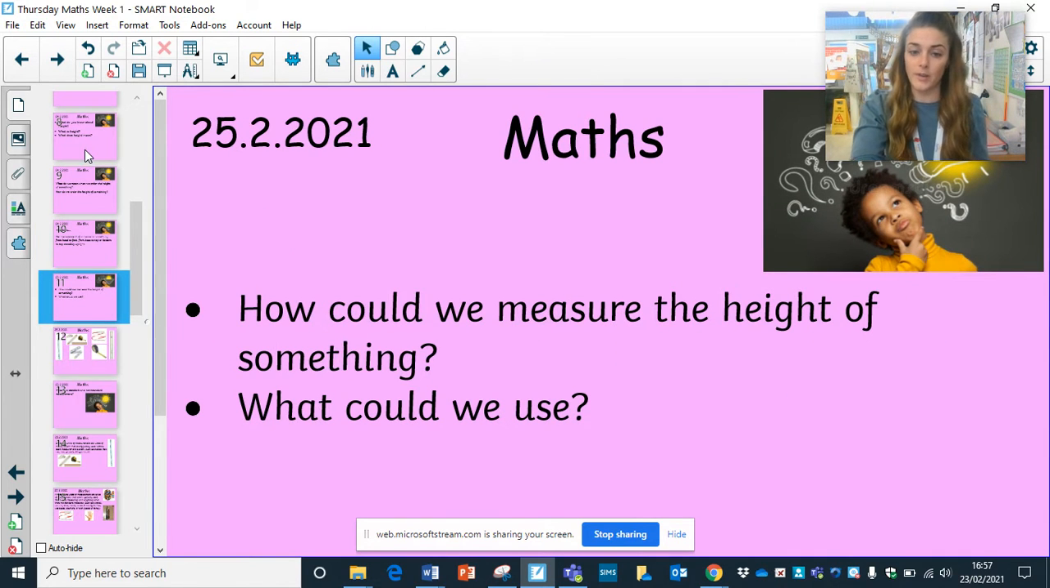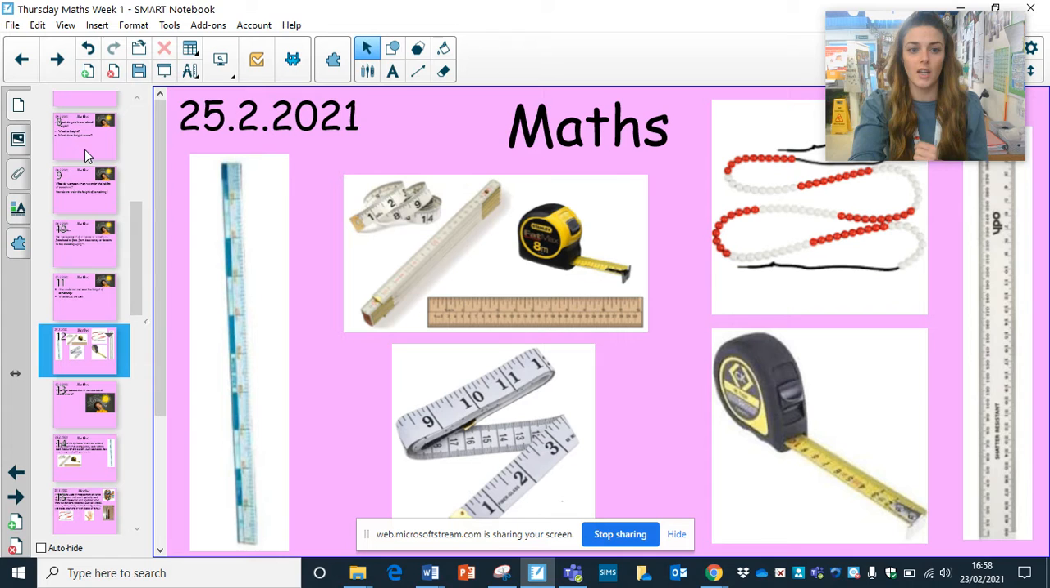So how can we measure the height of something, and what could we use? Again, pause here, share some ideas, and then I'll reveal some ideas. You might have come up with some different ones. So here are some examples: a meter stick, tape measure, bead string, and a few different types of tape measures, ones that you can use to measure around your waist for clothes and things. And then you've got the tape measures that are a bit more solid, a little bit bendy, but they're more for building construction and measuring household things. And then you've got a ruler as well.